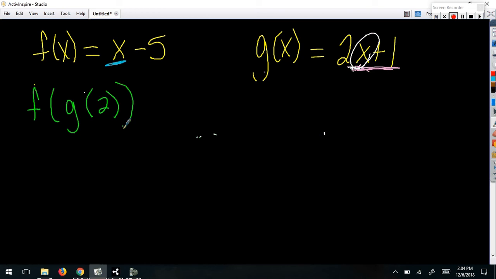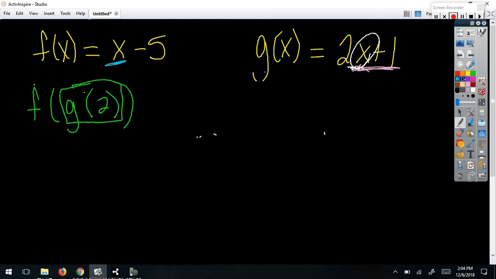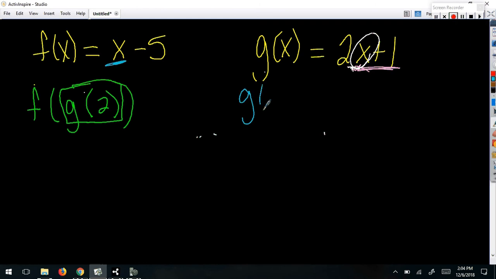What's different? The 2 is different now. Now there's a 2 in there. Oh no, what do I do? Inside out. Okay? So I need to know what this is so I can plug it in for f, right? That's what we've been doing. We've been replacing those innermost parentheses with what we know. So I guess the question now is, do you know what g of 2 is? Can you find it?